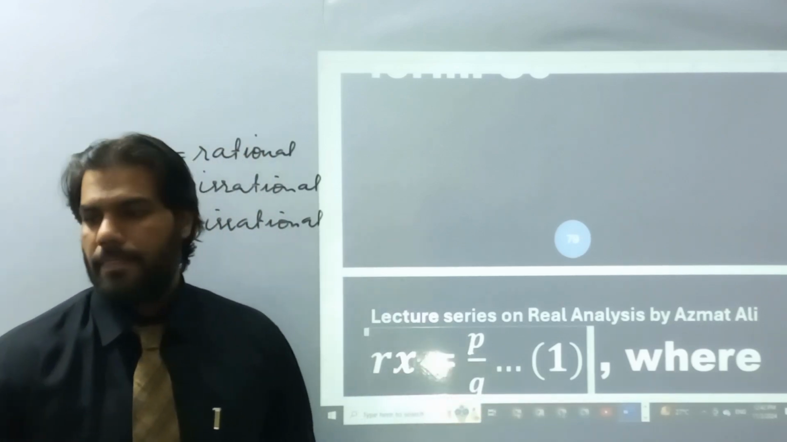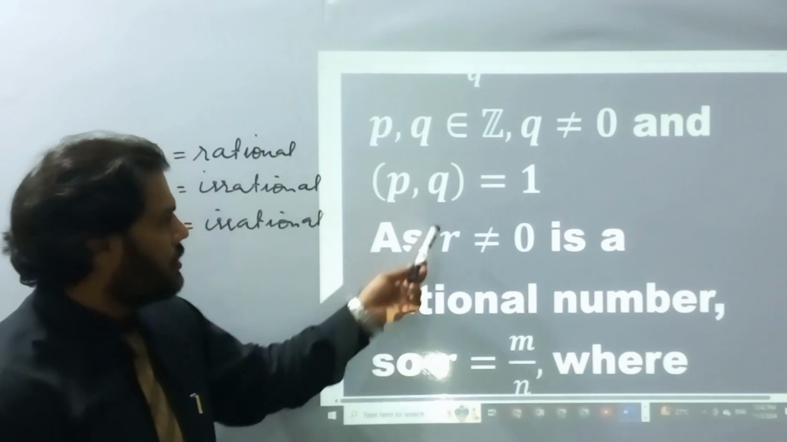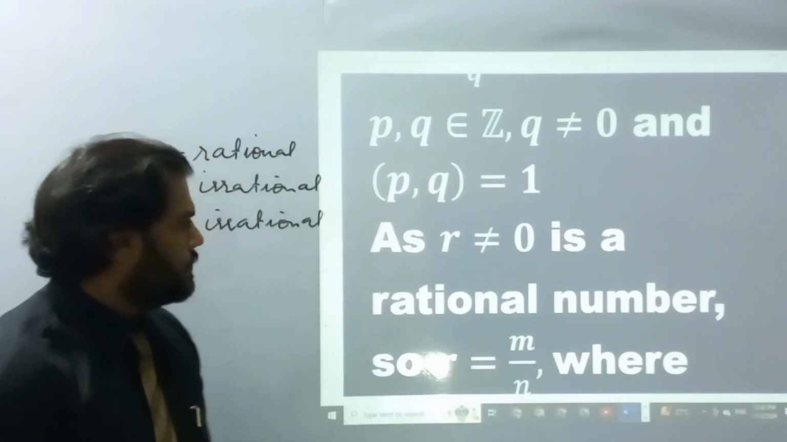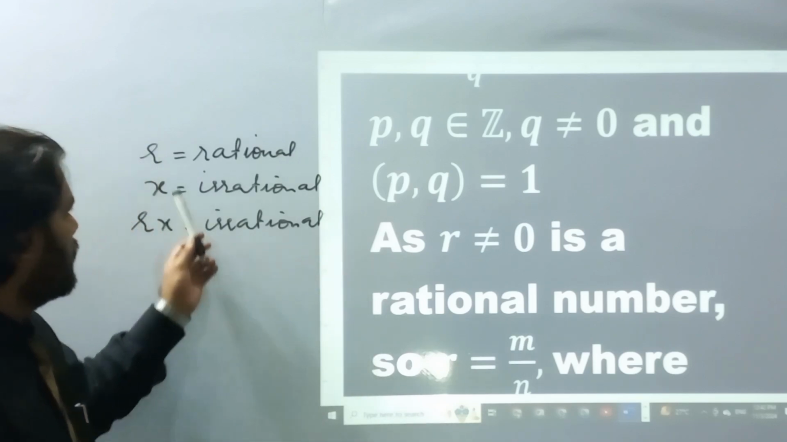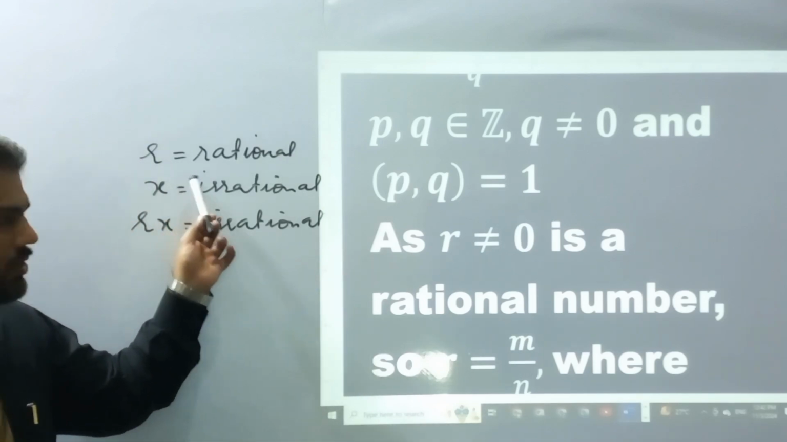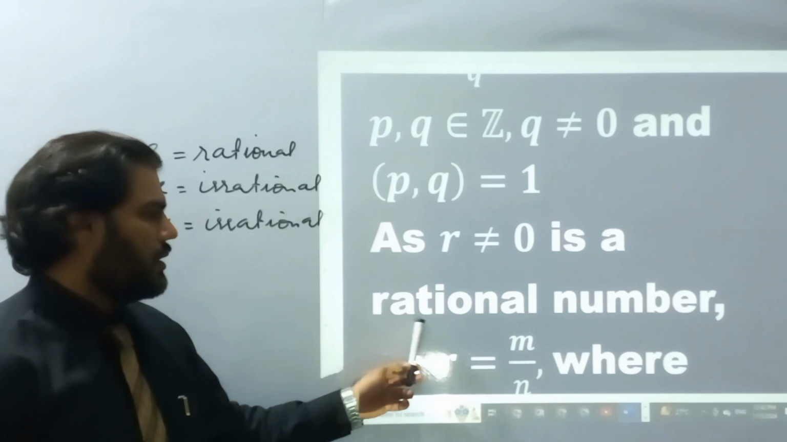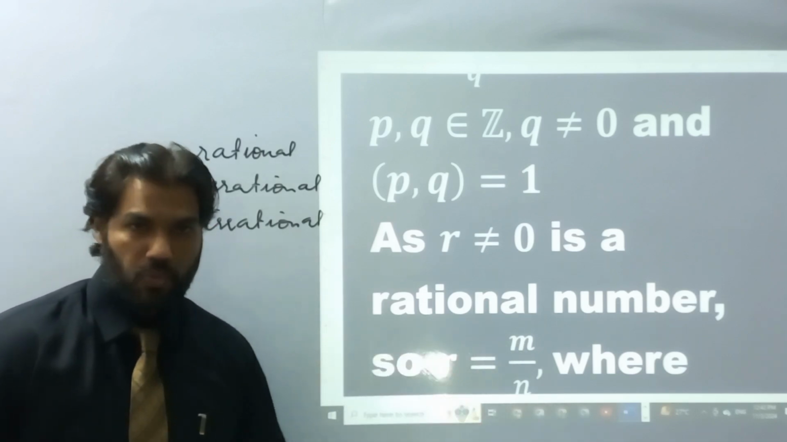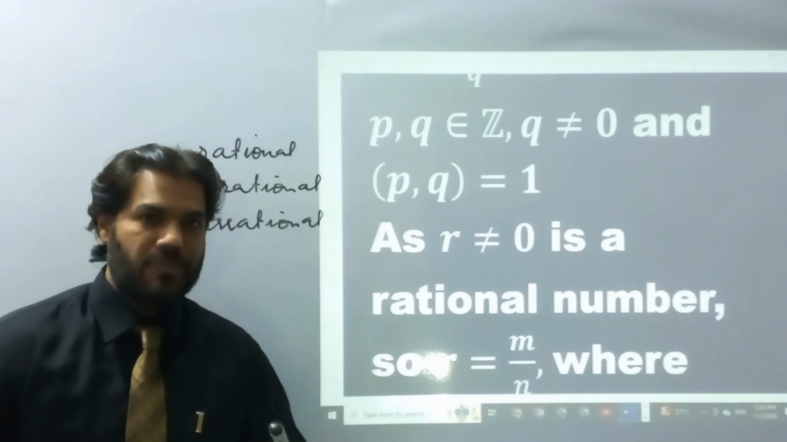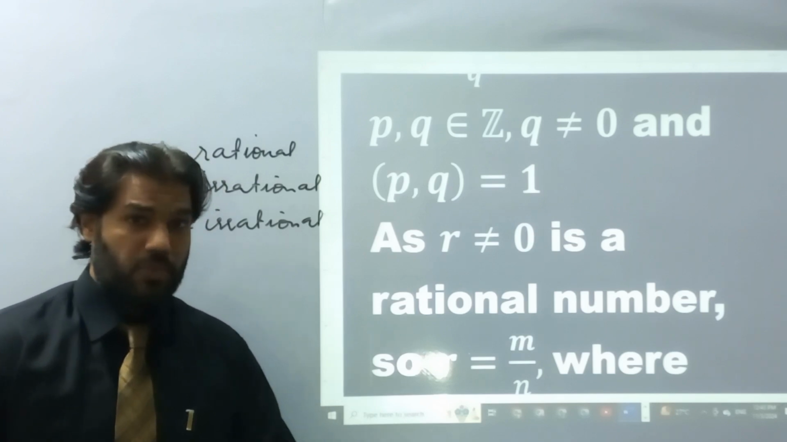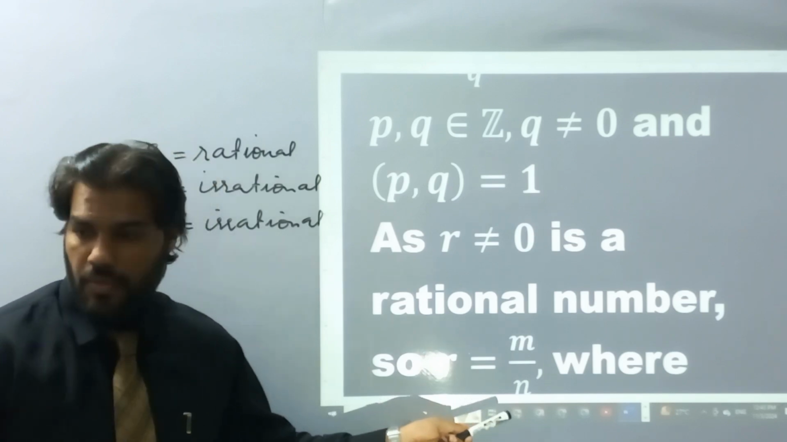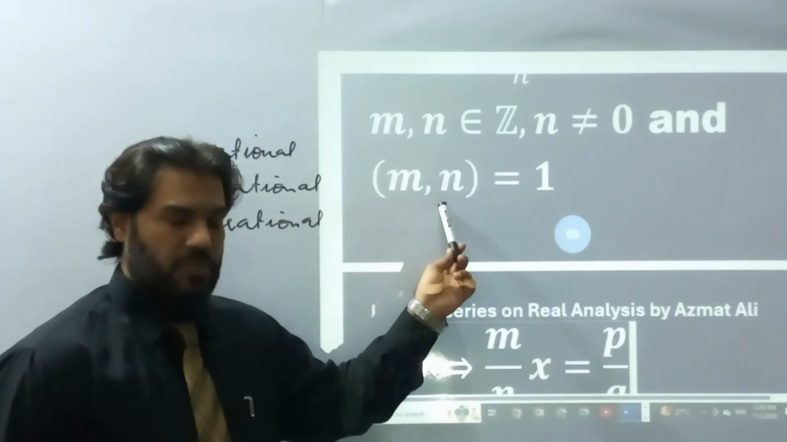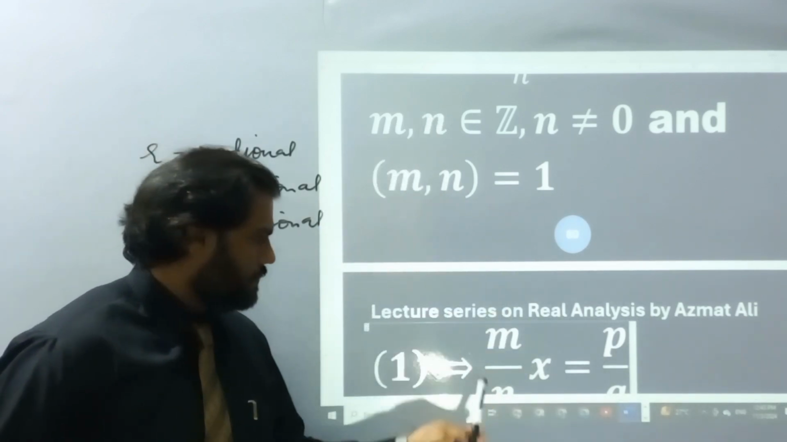Q is non-zero, and their GCD is 1. Next, as here R is a non-zero rational number, so let r is equal to m over n, because it is given that r is a non-zero rational, so it can be written in m over n form, where m and n both are integers, and non-zero, and GCD of m and n is 1.